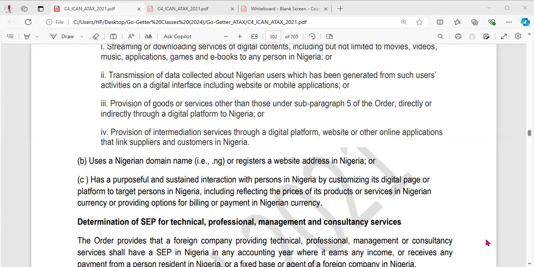That's a foreign school in the United States, but it will not have a Nigerian name. But if you see, for example, something like nextford.com.edu.ng, wow, by using that .ng, you made it look as if it is a Nigerian website and you will be taxed. Then we have the C part, has a purposeful and sustained interaction with persons in Nigeria by customizing its digital page or platform to target persons in Nigeria, including reflecting the price of its product in Nigerian currency.